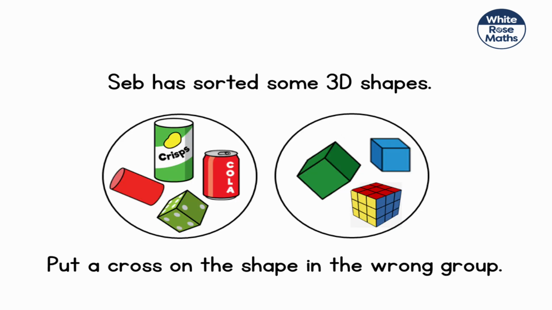Right guys, Seb has sorted some 3D shapes. Put a cross on the shape in the wrong group. So that's in the wrong group there, because that's a cylinder and this is cubes. So this one, this die or dice you could say, is meant to be in this one here.